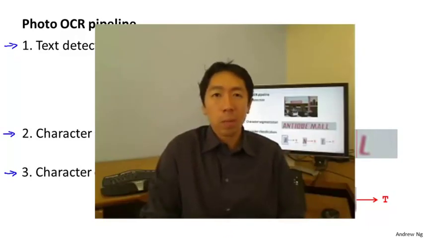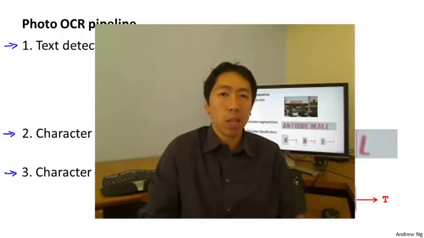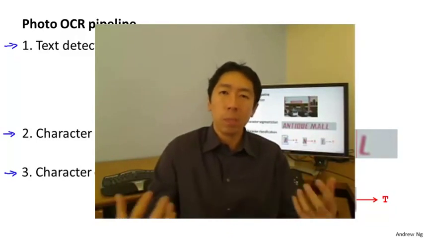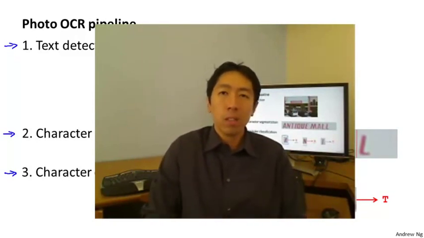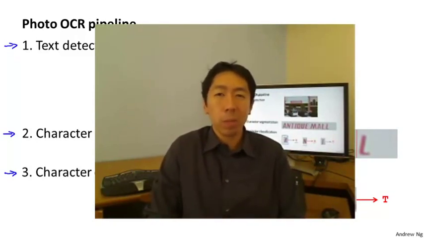So that was the photo OCR pipeline, and how you can use ideas like sliding windows classifiers in order to put together these different components to develop a photo OCR system. In the next few videos, we'll keep on using the problem of photo OCR to explore some more interesting issues surrounding building an application like this.